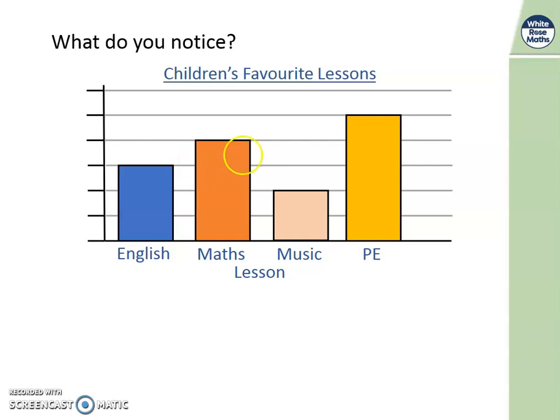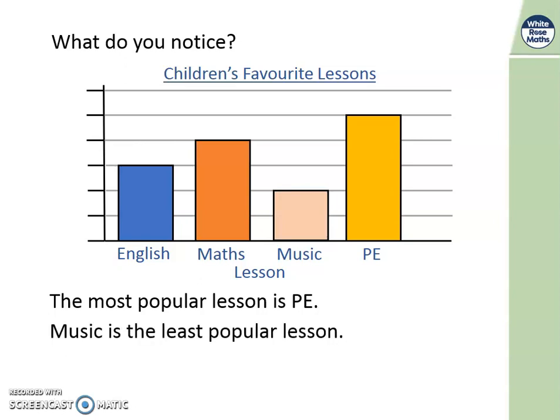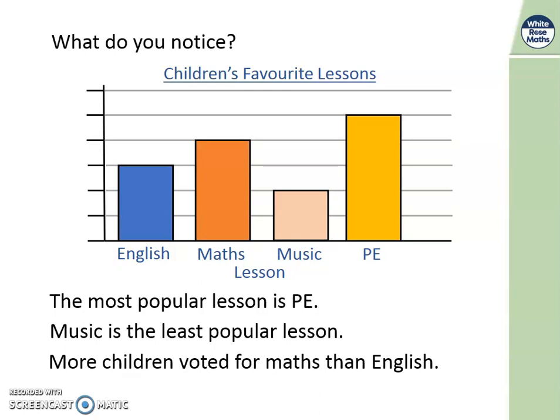You should be noticing that PE is the most popular because it's the tallest bar, and music is the least popular. It's got the smallest bar. Most popular, least popular. English and Maths, we can see more children voted for Maths than English.